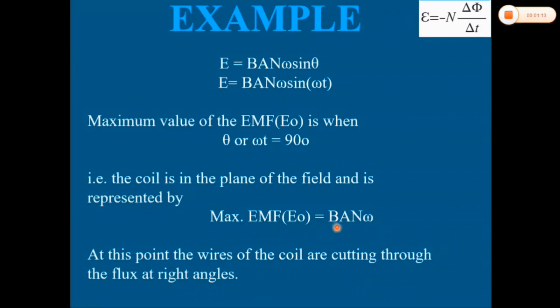Like we use a coil with more number of turns, we use a coil with a large cross-sectional area, we will increase the strength of the magnetic field, and we will increase the frequency of rotation of the coil.